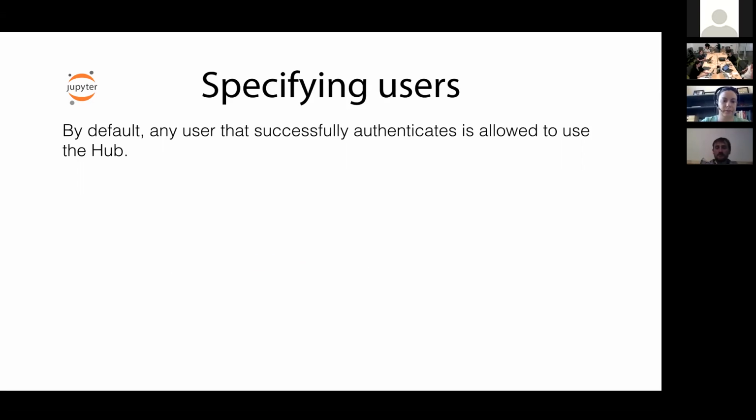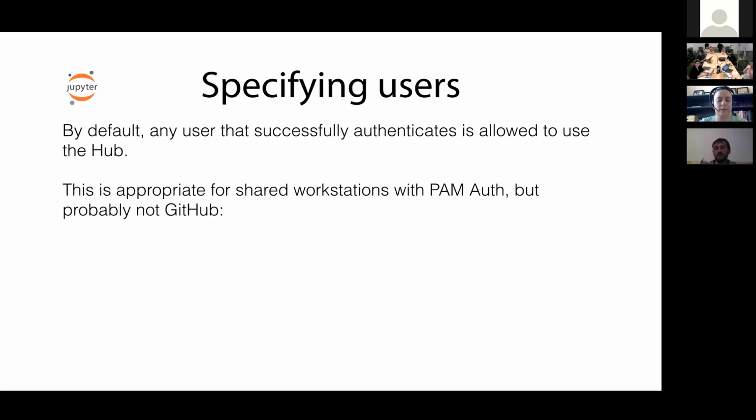By default, the behavior of JupyterHub is that any user who successfully authenticates is allowed to have a server. That's usually fine with PAM because anybody who has access to that server already can have access to that server through JupyterHub. That generally makes sense. But if you're using GitHub OAuth, that makes significantly less sense because the odds of you wanting to allow every user of GitHub access to your machine is significantly less.